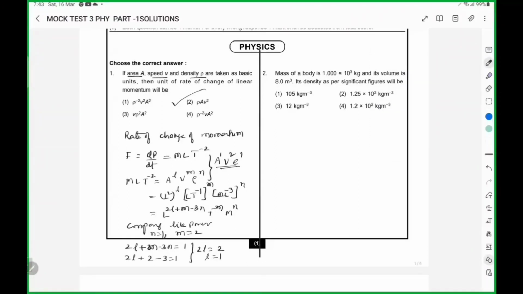Density, as per significant figures, is mass per unit volume. Mass here is given as 1.00 into 10 power 3. Volume is 8.0 meter cube. Here, after a decimal point, zeros are significant, so this has 4 significant digits, while here you have 2 significant digits.